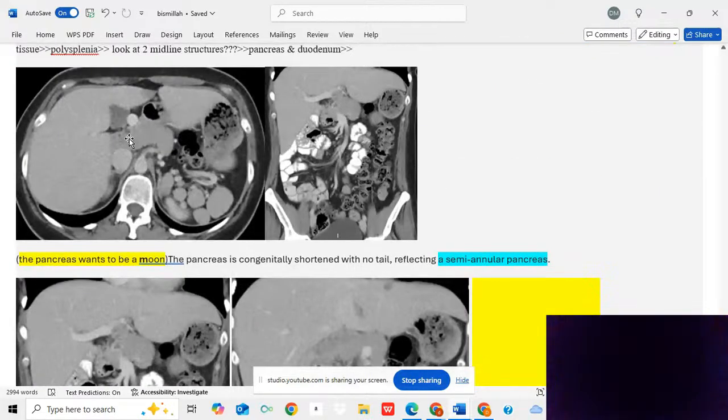So this is the pancreas. What happened? The pancreas is congenitally shortened with no tail. Okay, this is reflecting a semi-annular pancreas. The pancreas here wants to be semi-annular. Semi-annular pancreas. Okay.